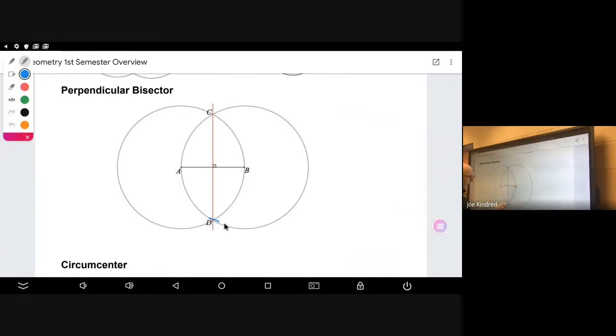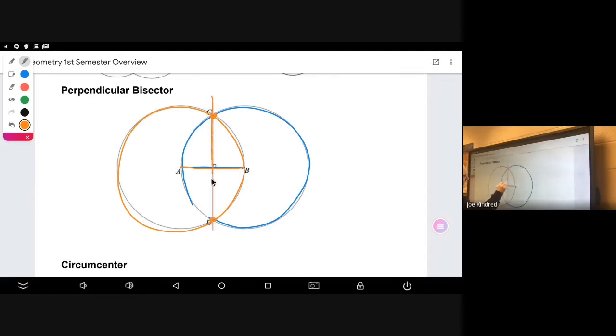It looks like they got a circle, this circle here with the radius of this length. And then they come back and they do the same thing with this circle using a compass. And these marks right here designate where they're going to draw the line. And that's effectively how you construct a perpendicular bisector. Okay?